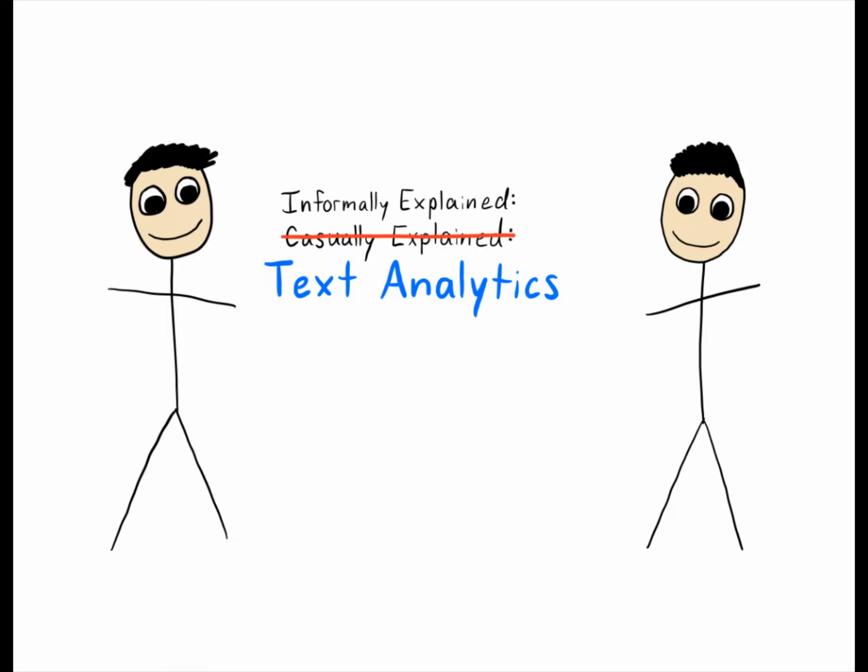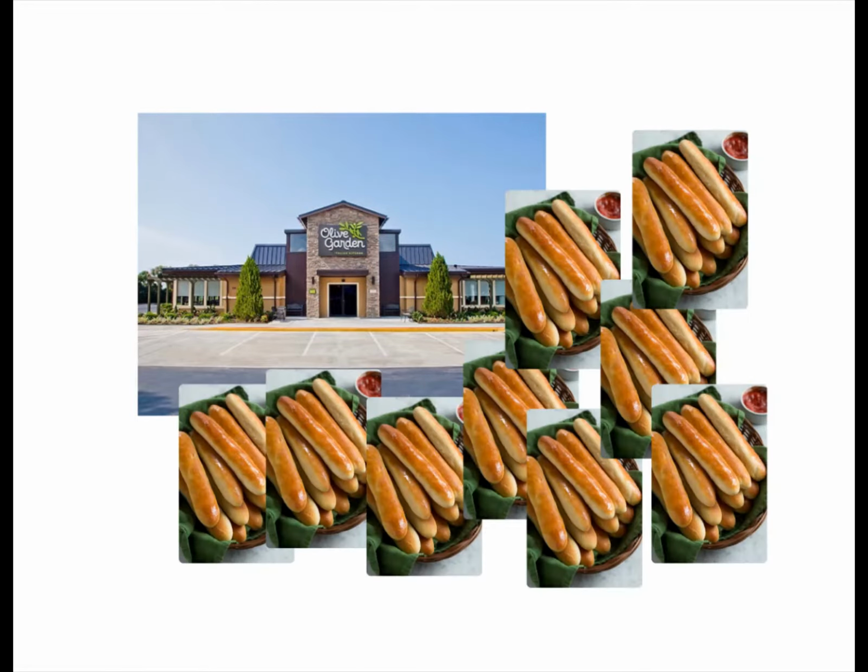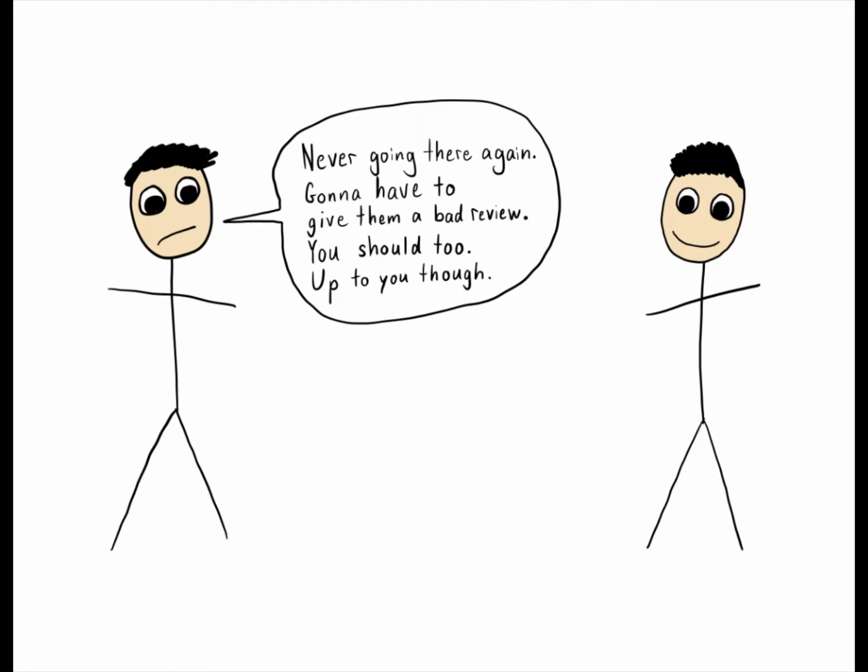using predictive analytics. For example, let's say you go to Olive Garden for a meal, but after finishing your ninth basket of breadsticks, they refuse to serve you another. Obviously, this warrants a bad review, and so that's the first thing you do when you get home.